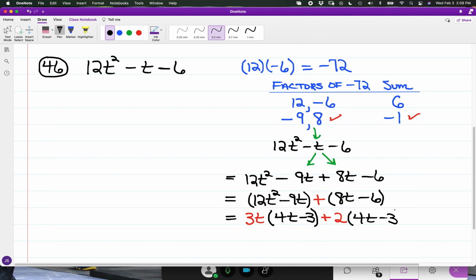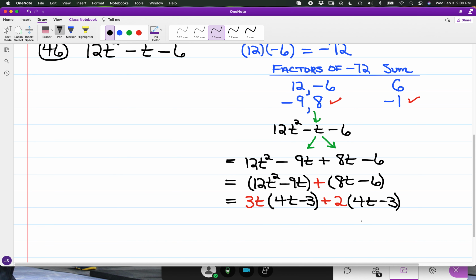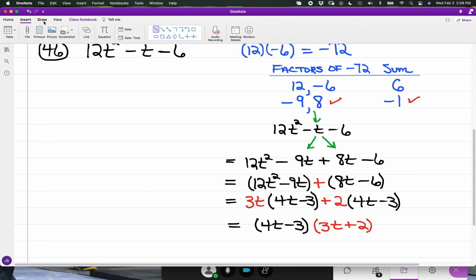And so for the end result here, we're going to have the binomial that is shared between the groups, 4t minus 3. And the other factor will be the greatest common factors and the linking operation between the pairs, which we had to be addition. So we end up with 3t plus 2. And that will be the final result in this case.